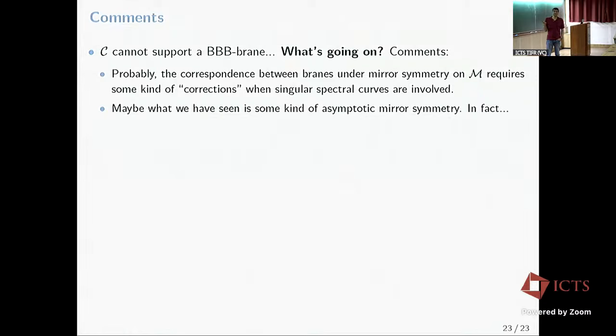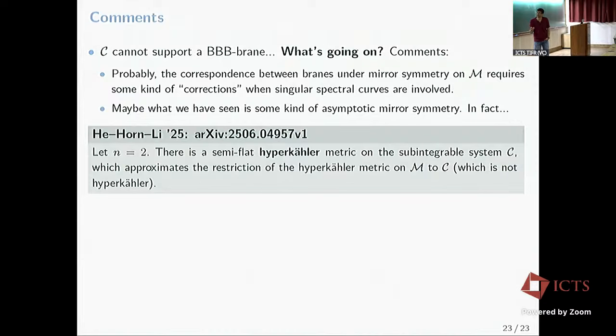Maybe this is some kind of asymptotic mirror symmetry. And one reason to suspect that is that Johannes Horn and Lee proved recently that, okay, so this C is not hyperkähler, but there is a semi-flat hyperkähler metric on this subintegral system C, remember, which, when you go to infinity on the Hitchin base, approximates exponentially the restriction of the hyperkähler metric on M to C.